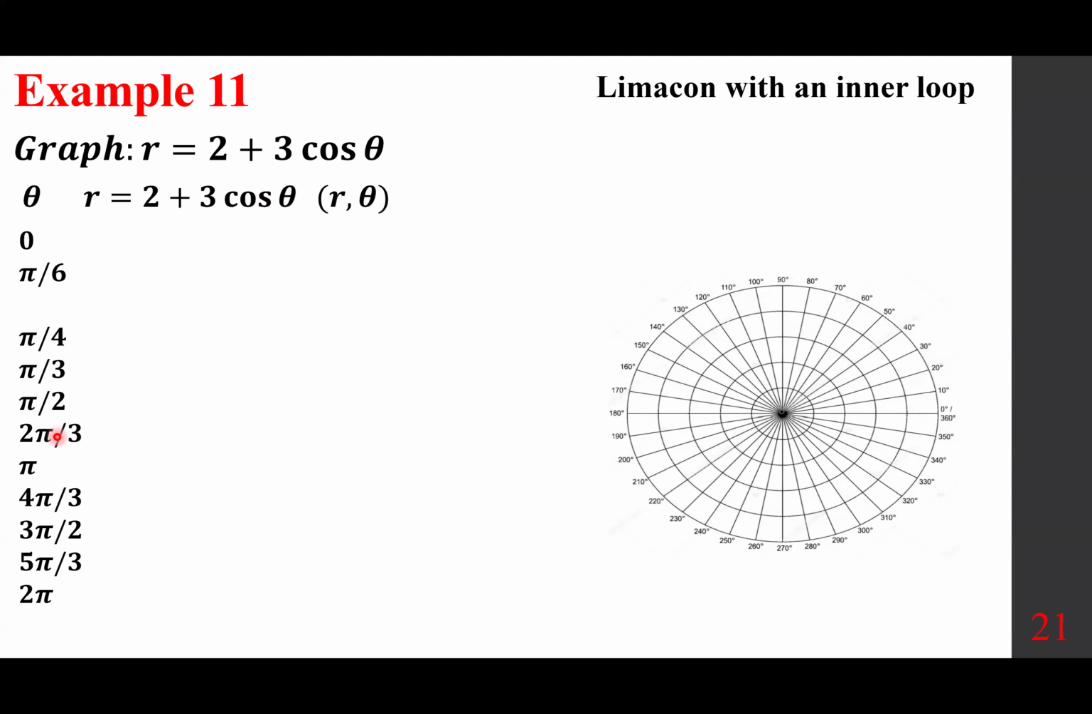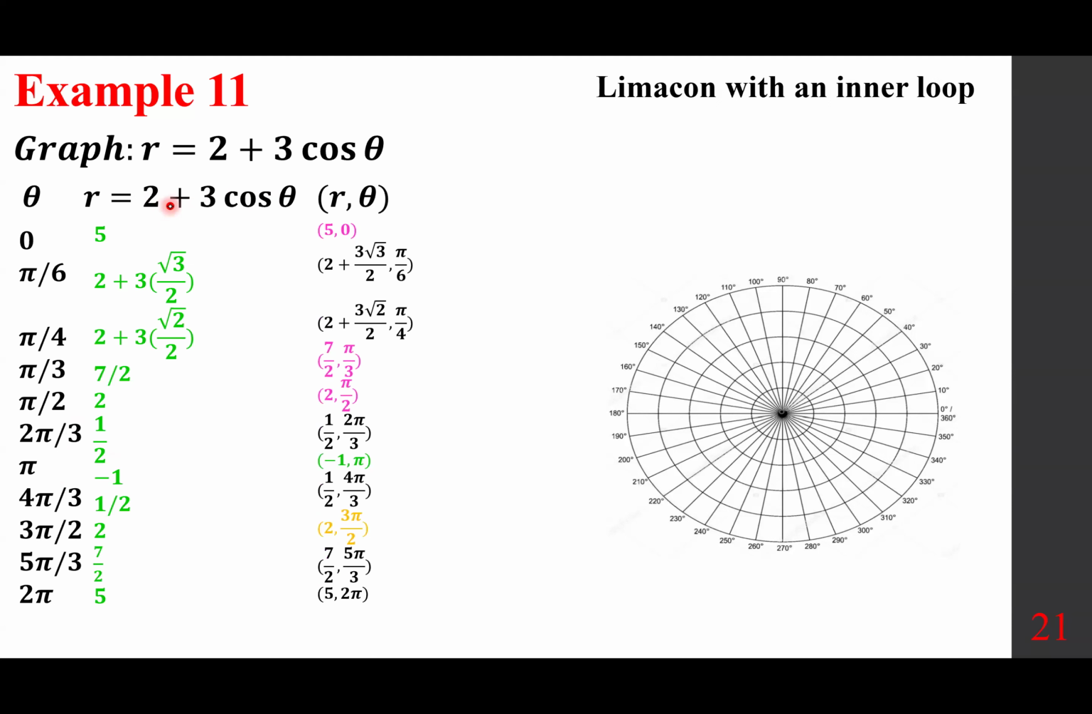2 pi over 3 is easy. 3 times negative 1/2. So 2 minus 3/2 is 1/2. Pi is also easy because the cosine becomes negative 1, 3 times that, negative 3, and 2 minus 3 is negative 1. You can figure out the rest. Just plug in. And here are the pairs, everybody.